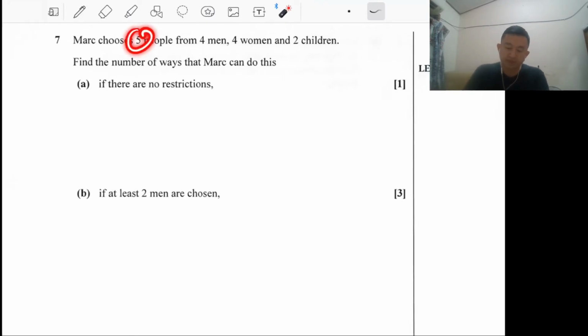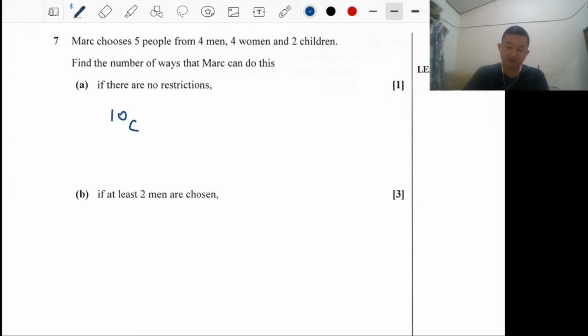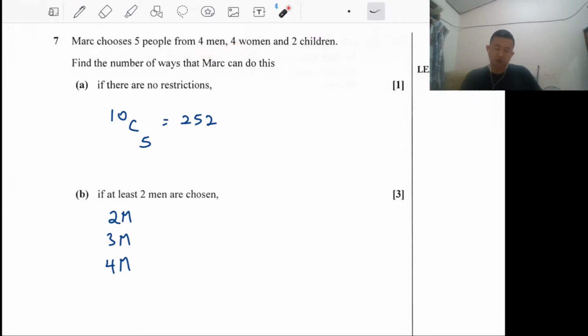Okay, we need 5 people to be chosen out of 10 persons. No restriction. So 10C5. Selecting people is always C, if you're not going to arrange it. 252. At least 2 men are chosen. Okay, at least 2 men, so it could be 2 men, 3 men, up to 4 men, because there's only 4 men in total. 2 or 3 or 4.